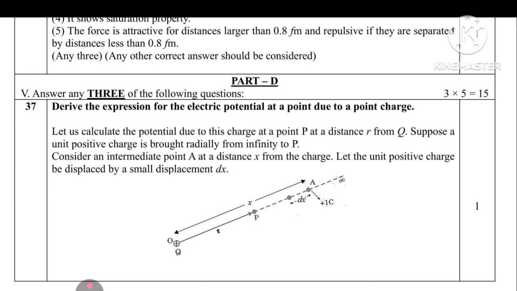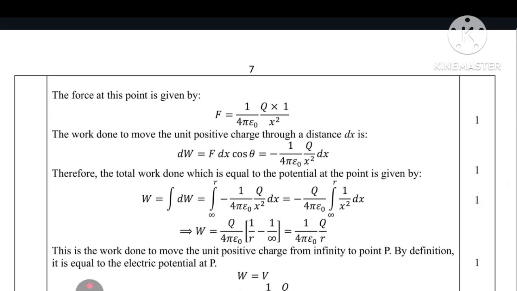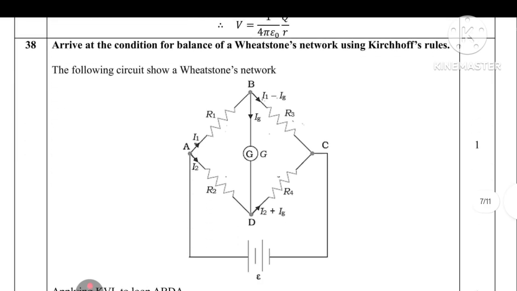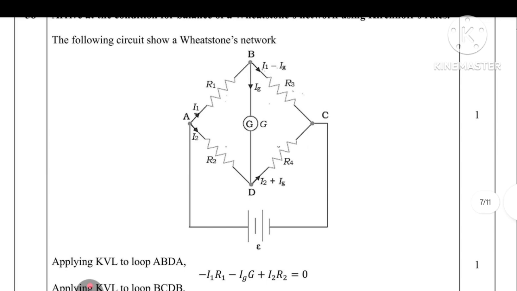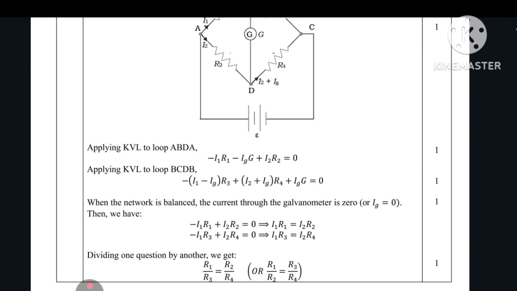See the diagram. Diagram is for 1 mark, and above writing the statements and all. And 1 mark for each formula and substitution wherever it is necessary, and terms. And coming to the 38th question, arrive at the condition for the balance of a Wheatstone network using Kirchhoff's rules. So the diagram must be there. Diagram is for 1 mark, and all the equations for considering all conditions, totally 5 marks.